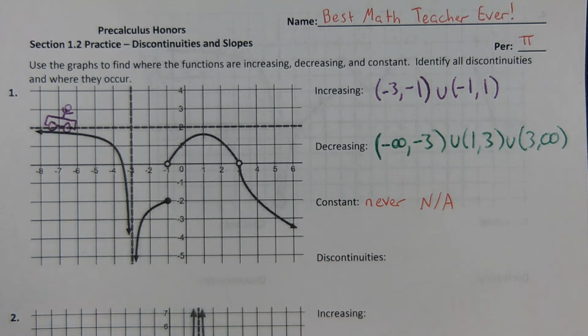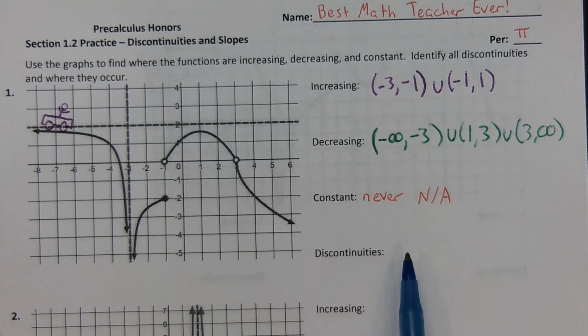Not all graphs will have all increasing or decreasing or constant. Sometimes it's only doing one thing or two things, or sometimes it is doing all three. This one is never constant. It's either always increasing or always decreasing. And then our discontinuities. Yeah, this one has discontinuities.